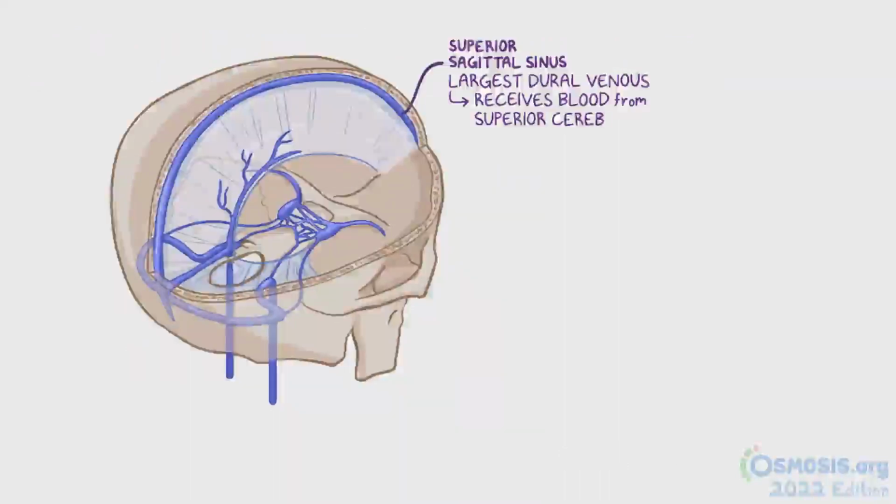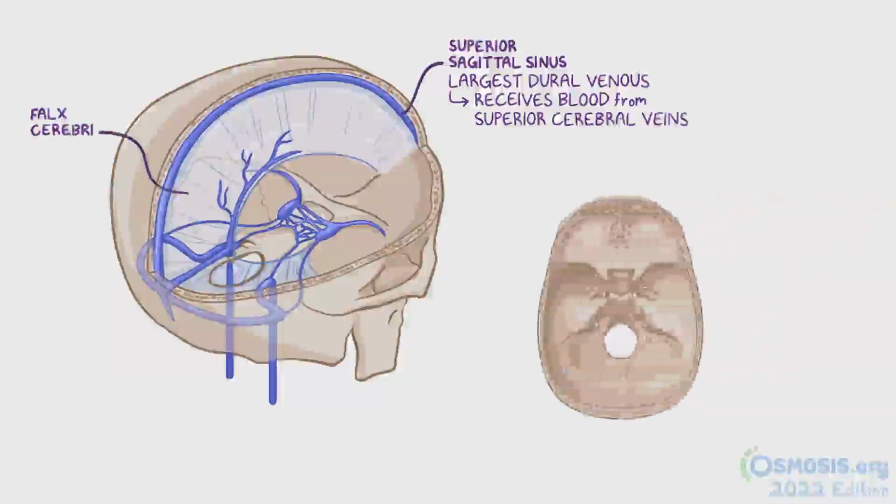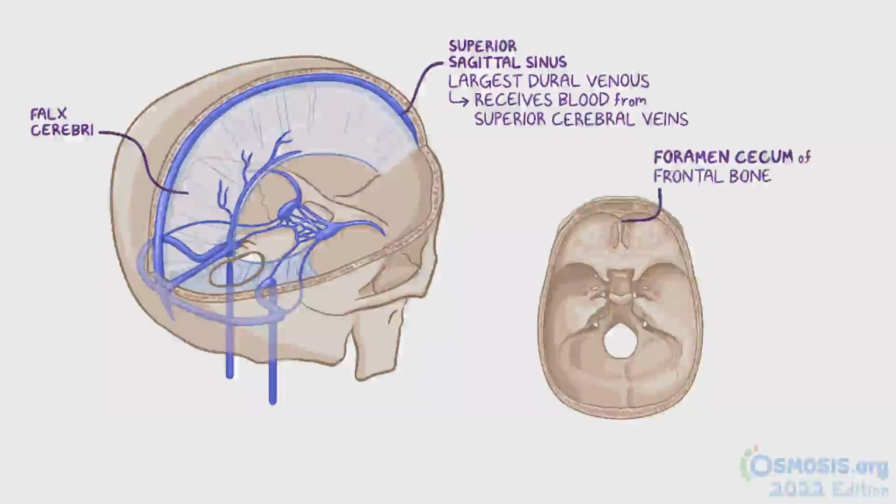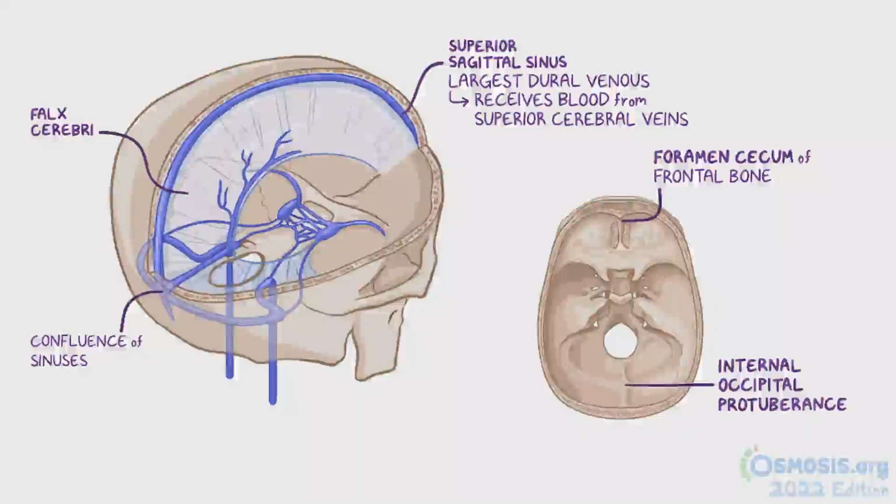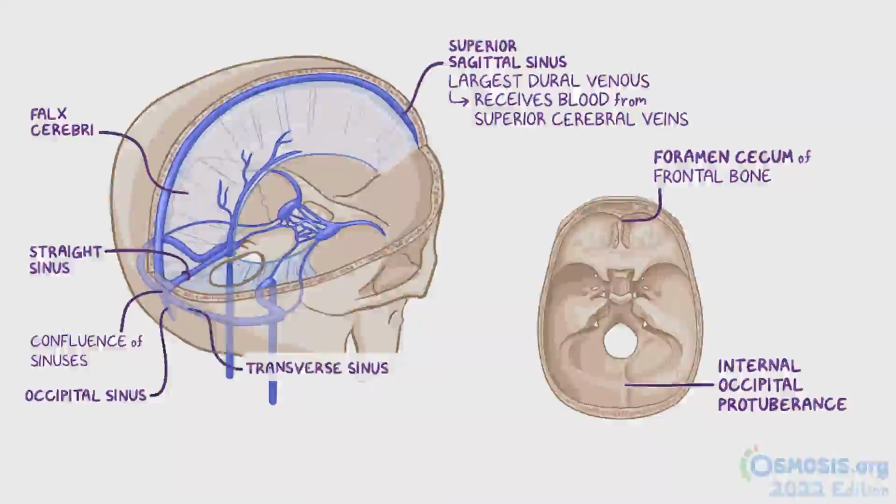The superior sagittal sinus is the largest dural venous sinus, and throughout its course, it receives venous blood from the superior cerebral veins. As the name suggests, it runs in the sagittal plane along the border of the falx cerebri. The superior sagittal sinus extends from the foramen cecum of the frontal bone rostrally to the internal occipital protuberance caudally, where it drains into the confluence of sinuses. Keep in mind that the confluence of sinuses is also the point where the straight and occipital sinuses merge with the superior sagittal sinus. It then deviates to one side, usually the right, to connect with the transverse sinus.